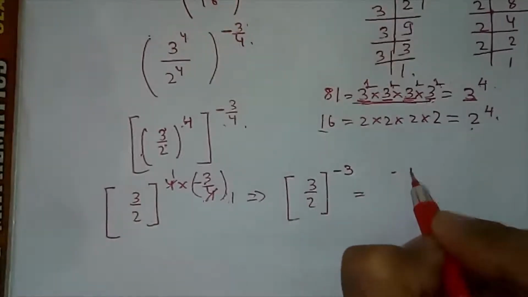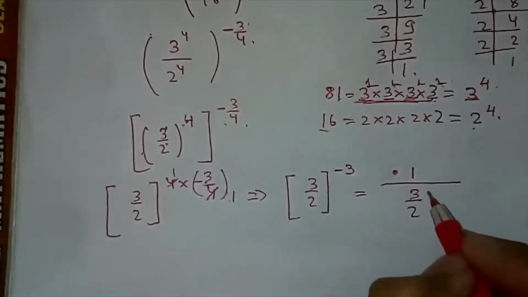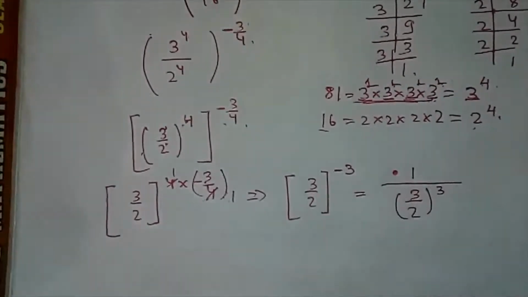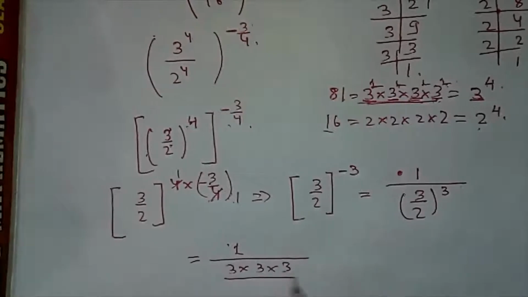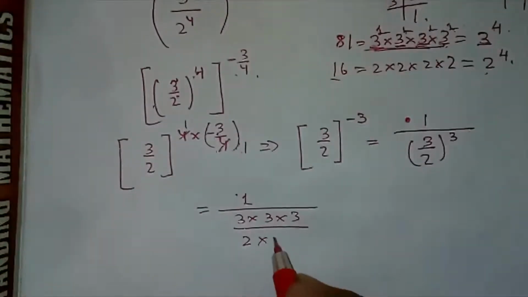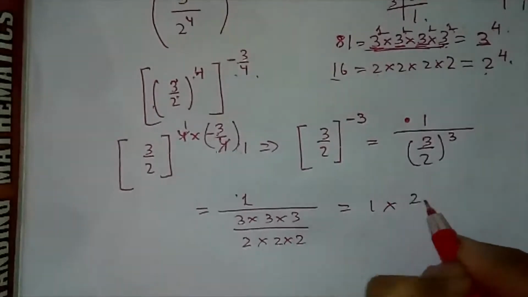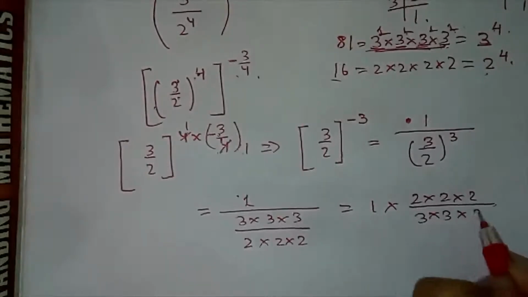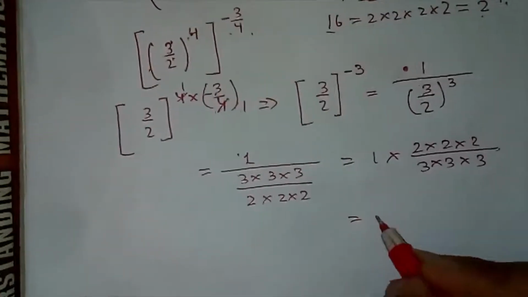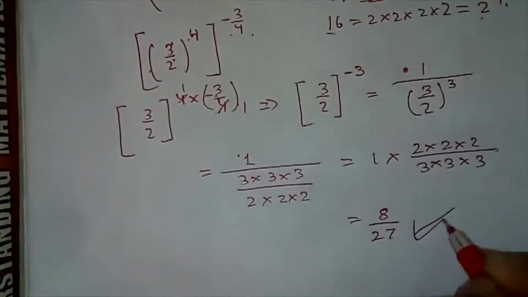So now it's very simple to solve it. Solving it like 3 into 3 into 3, 2 into 2 into 2. Here we will get 2 2s are 4, 2 4s are 8, 3 3s are 9, 3 9s are 27. It's the answer.